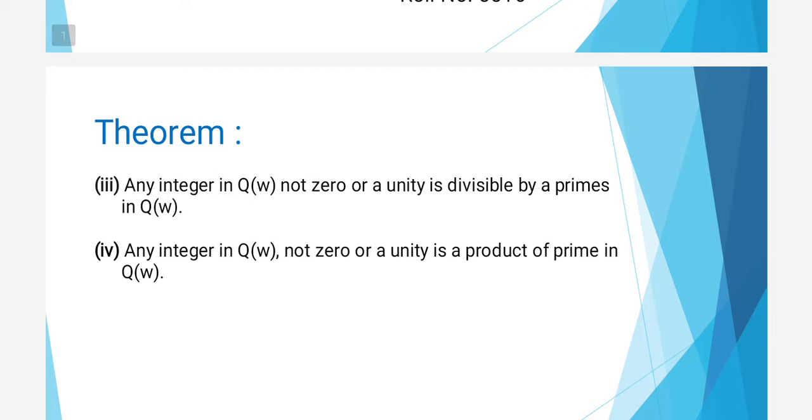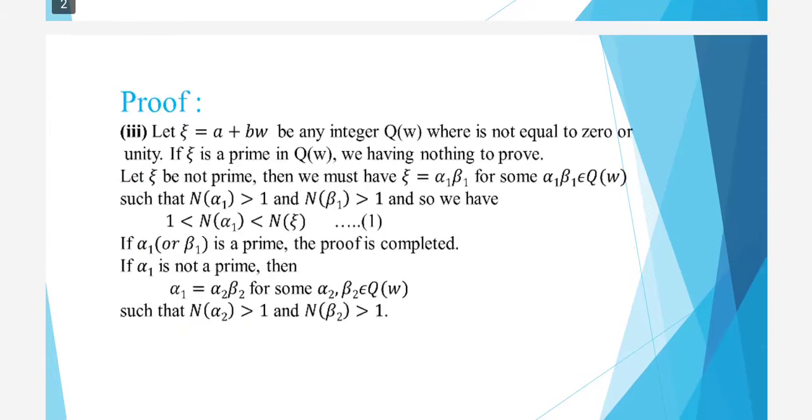We define the theorem. Any integer in Q(ω) not 0 or a unity is divisible by a prime in Q(ω). Next, any integer in Q(ω) not 0 or a unity is a product of primes in Q(ω). Proof: Let ξ = a + bω be an integer in Q(ω) where ξ is not equal to 0 or unity.